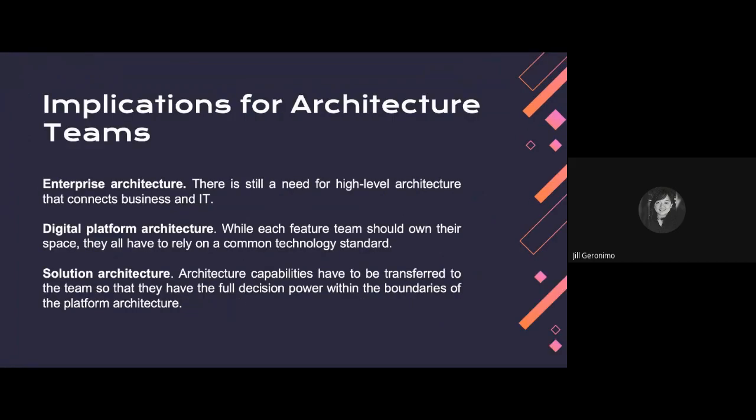With these five moves in enterprise architecture, there are also implications for architecture teams. So we have enterprise architecture. There's still a need for high level architecture that connects business and IT. Digital platform architecture: each feature team should own their space, but they all have to rely on a common technology standard. Solution architecture: the capabilities have to be transferred to the team so that they have the full decision power within the boundaries of the platform architecture.